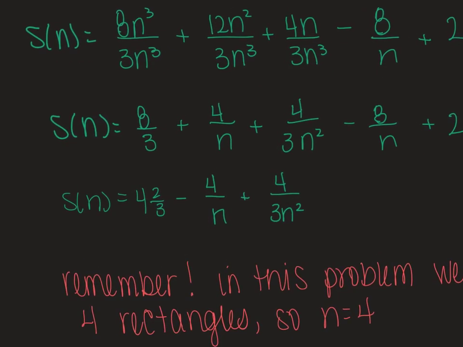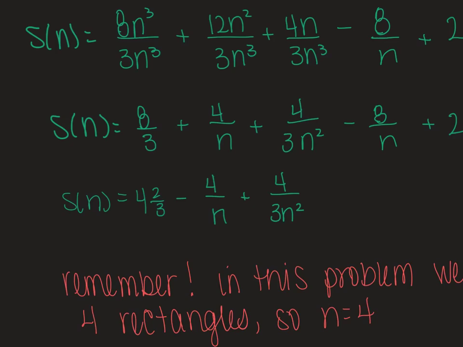So the reason that it's nice to keep n as an n instead of putting 4 in is if they said, now what would your estimate be when you have 8 rectangles? And you want to be able to just plug in that value to your n. You don't want to have to do the whole work again and then use 8. So make sure that you get to a nice stopping point where it pretty much resembles a polynomial function.